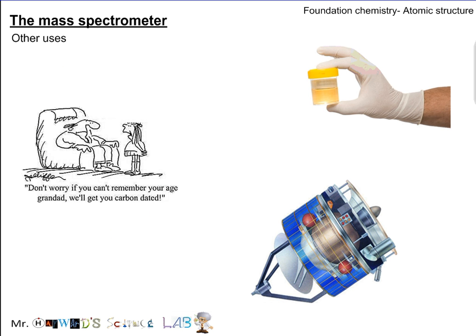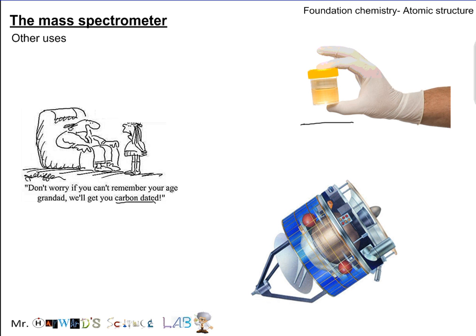Something else you need to be able to do is look at the uses of this mass spectrometry. So you've got the use of them in forensics, so you can identify different samples, so in urine or blood. You can also use it for carbon dating. So with carbon, we've got different isotopes of carbon, and they've been present at different percentages at different points in time. So if we look at fossils, see what type of isotope of carbon we've got in there, and the abundance of that isotope, we can start to date it.